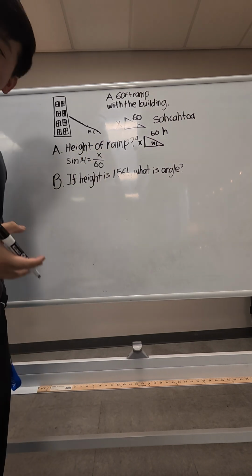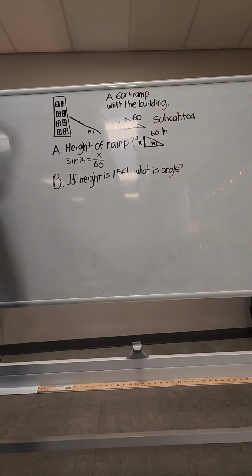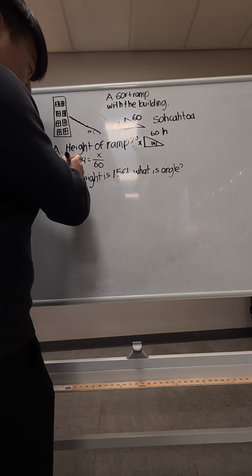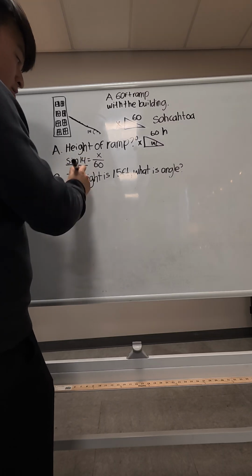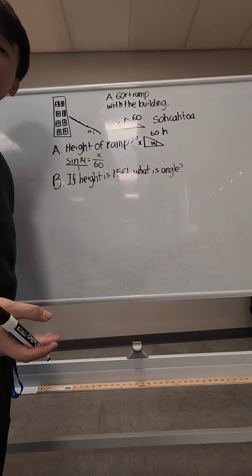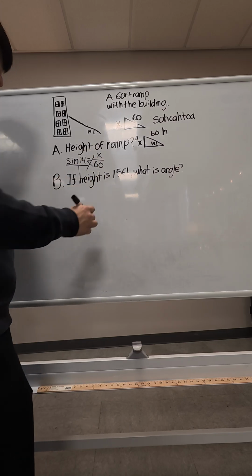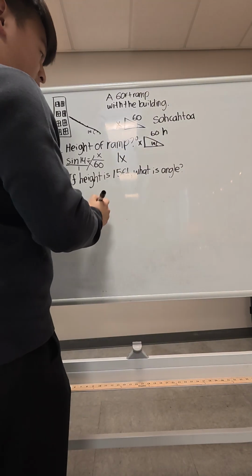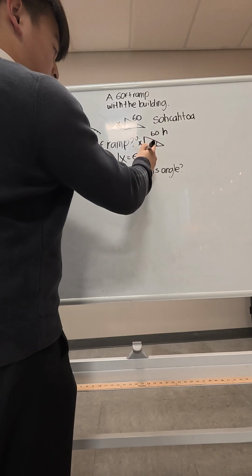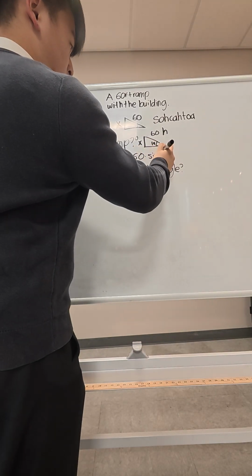Okay, cool. That's great and all, but what am I going to do with that information? I need to solve for x. One thing you can do, and this is a trick that I like to do, I like to make sine of 14 over 1. One thing I immediately recognize when I have two fractions is cross multiply. So I'm just going to multiply 1 times x, giving me 1x equals 60 times sine of 14.